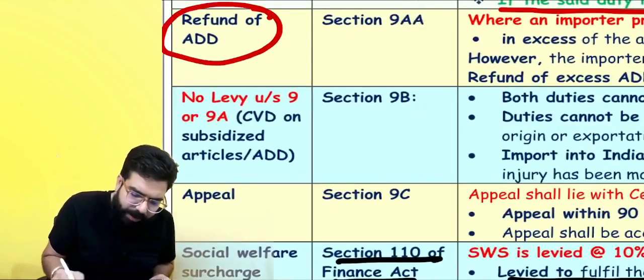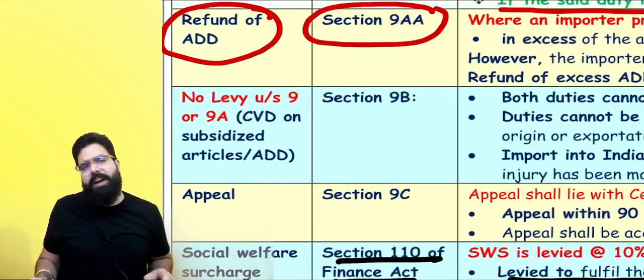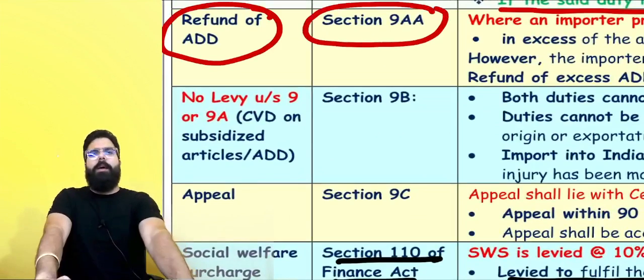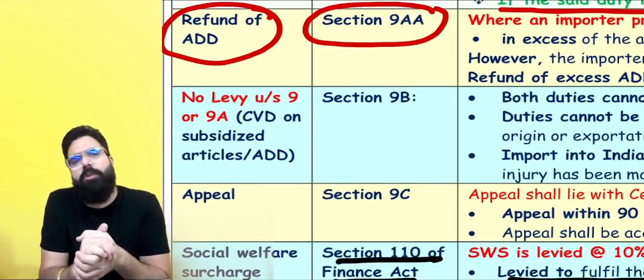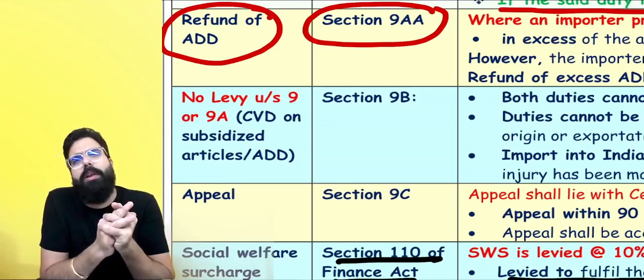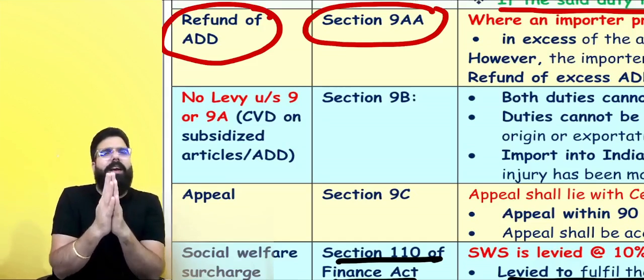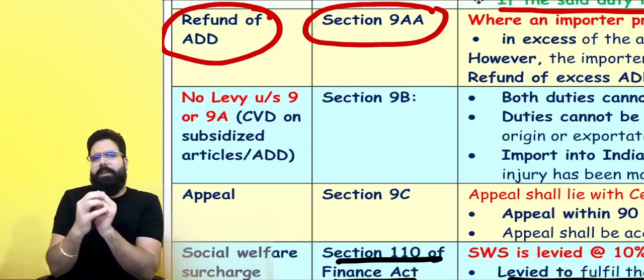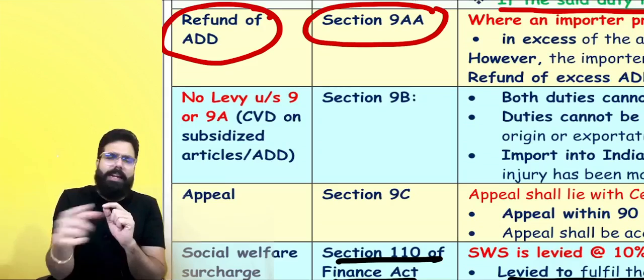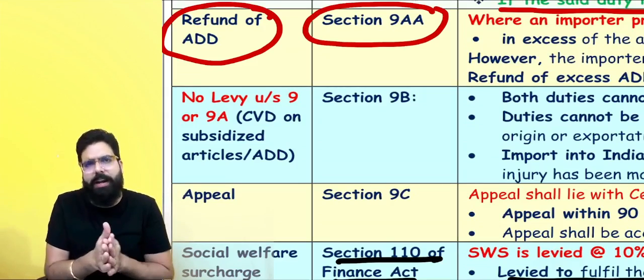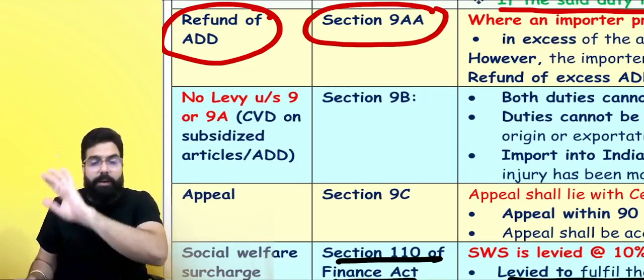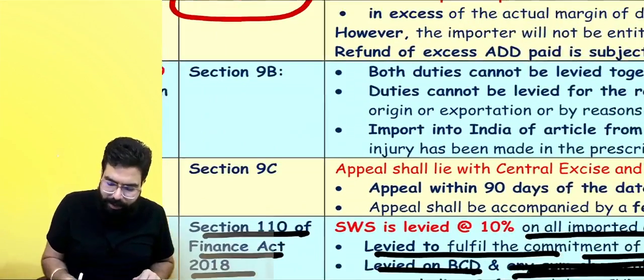Sir, refund of anti-dumping duty? Yes, refund of anti-dumping duty can be given. For example, anti-dumping duty was charged on an importer. Later, the importer went to the central government and proved that there is no dumping happening. The exporter is now a good person, he is not dumping into India. In that scenario, whatever anti-dumping duty is collected, the government will refund. Okay, sir, point is clear.